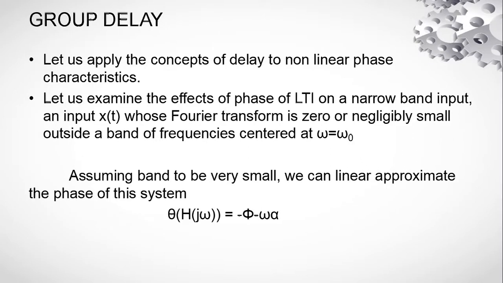Let's apply the concepts of time delay which we have seen in linear phase to nonlinear phase characteristics. Here the delay is different for different frequencies. So let's take a small narrow band for our study. That is, the Fourier transform is 0 outside a small band whose center is at some omega equals omega naught. In this small band where the frequency does not change a lot, we can approximate the phase to linear, and this linear approximation gives you the phase as minus phi minus omega alpha.